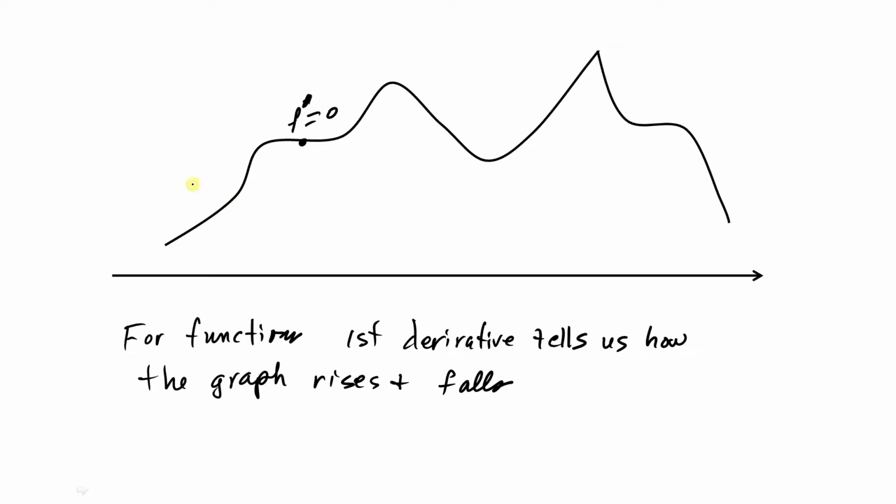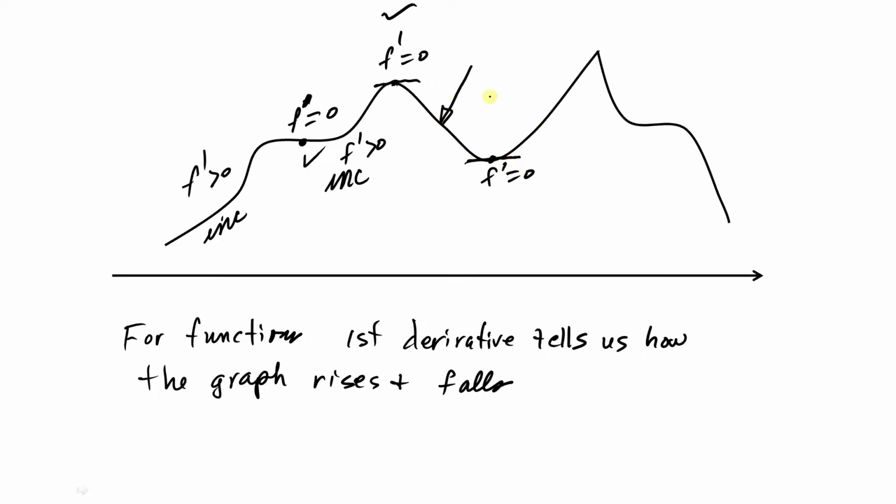And before that, f prime is more than 0, so the function is increasing. First derivative is obviously 0 at this point. f prime is more than 0 between here and here, so the function is increasing. First derivative equals 0 at this point. Between these points, f prime is less than 0, so the function obviously is decreasing.